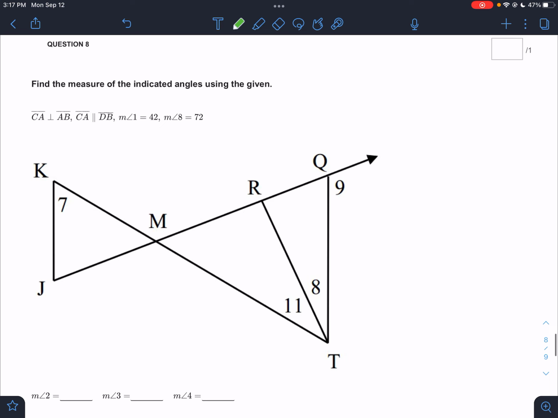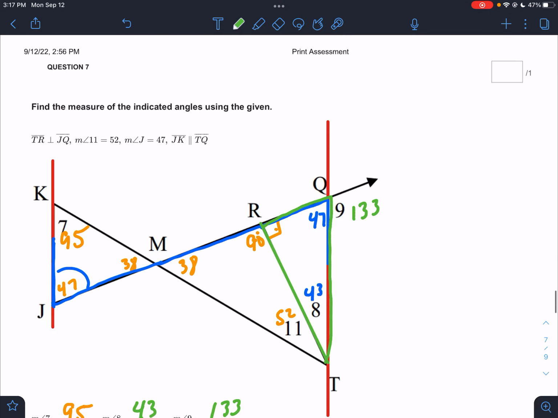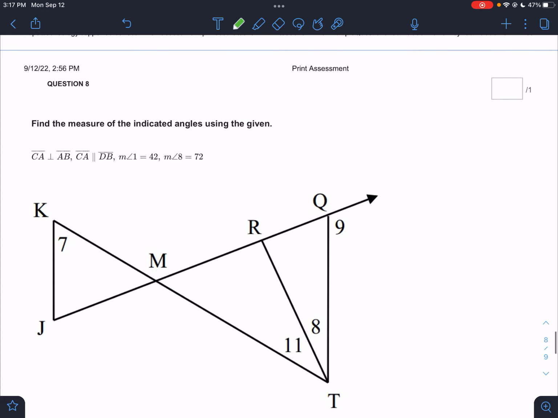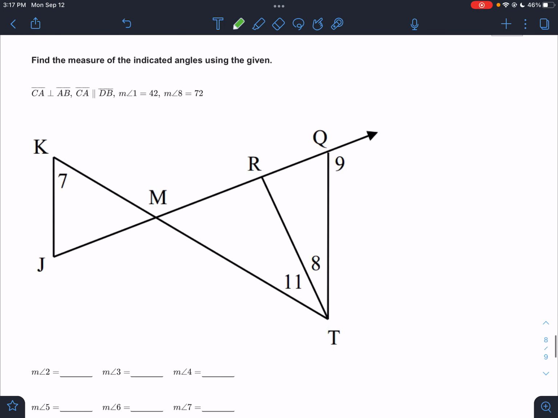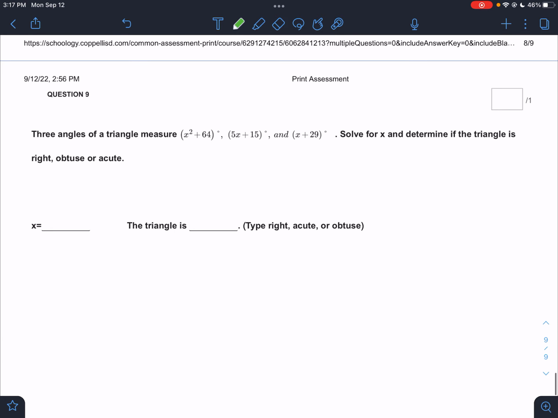Find the measure of the indicated angles using the given. So we have CA. Oh, and I made a mistake here. I don't have the right picture. So I did not put the right picture in there. But I can go to the next one. So number 8, I'll have to make on another video. All right, number 9.